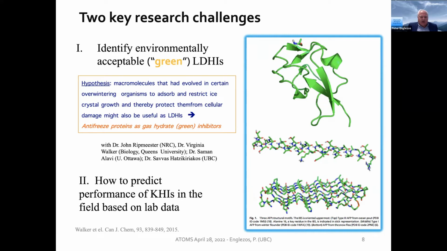And we've collaborated with John Ripmeester at NRC and Virginia Walker, a biologist at Queen's University, as well as Saman Alavi at Ottawa, and a rheologist here at UBC. And you'll see why we had to assemble this team. And the second objective was, again, focusing on how to bridge the gap between the lab and the field.